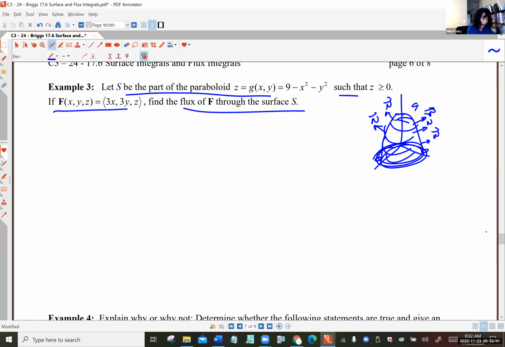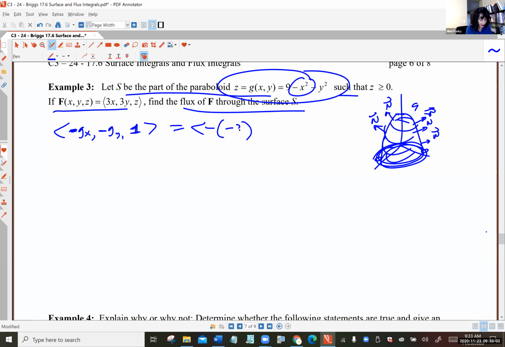Fine. So what I would do first is get this vector, like this. And notice there are negatives here where the Z is positive. That's how we're guaranteed it'll be going upward and outward. So you want to take the opposite of little gx. So the opposite of negative 2x, that's going to end up being a positive 2x. And then negative, the partial of little g with respect to y. So negative negative 2y, and then a 1. And so then negative negatives are positive.